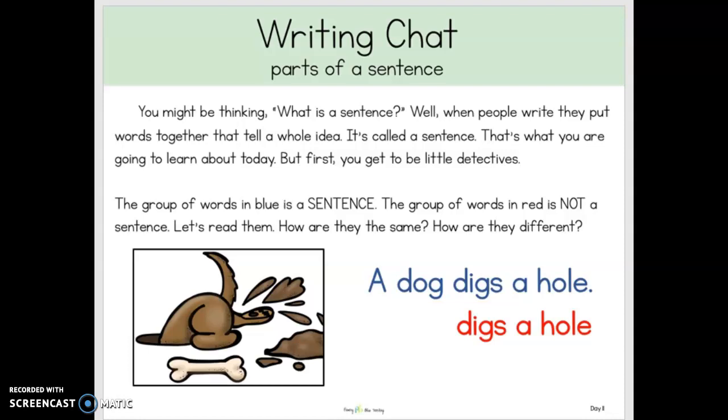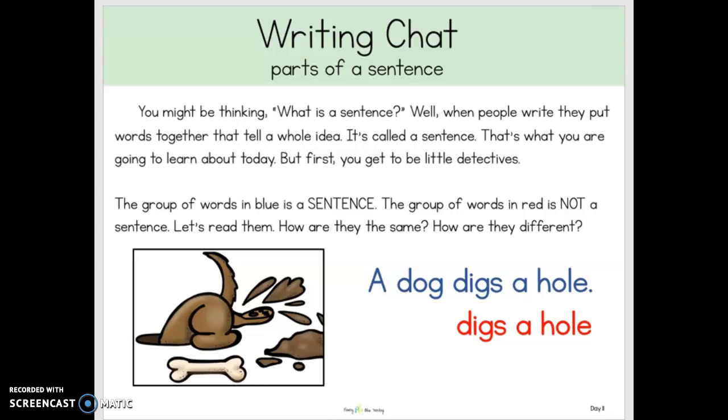Let's look at the group of words at the bottom. The group of words in blue is a sentence, and the group of words in red is not a sentence. So I'm going to read them for you. The blue words say, a dog digs a hole. The red words say, digs a hole. How are they the same? Let's see. Well, they both say digs a hole, but let's look at how they're different.